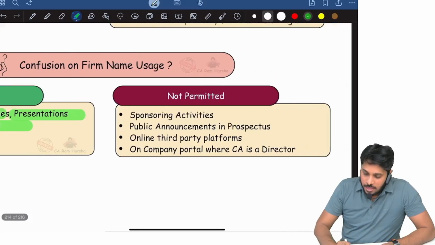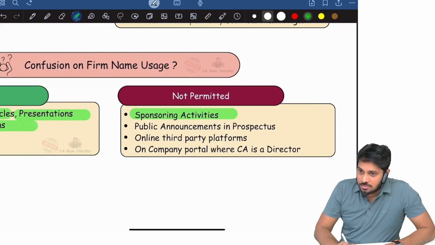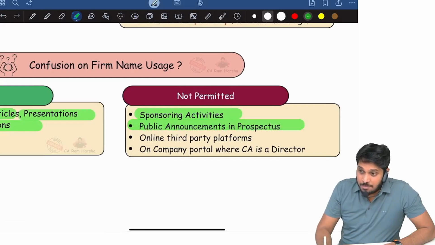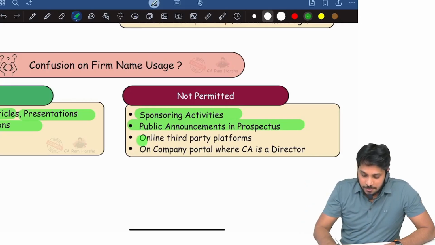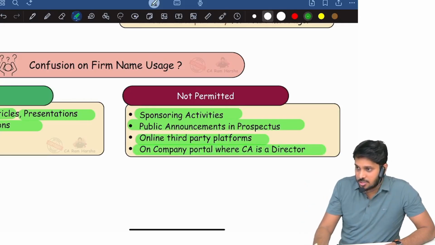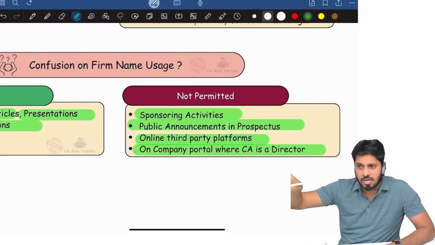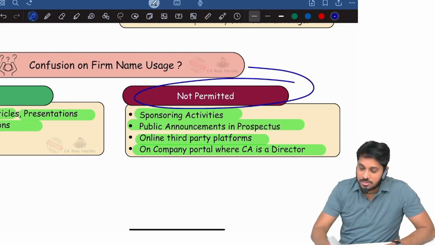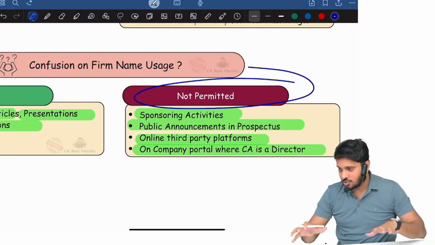Where it is not permitted to mention the firm name: sponsoring activities, and announcements in a prospectus where a CA is a director, yes or no, his firm name should not be mentioned there. Also on online third-party platforms, and on a company portal where the CA is a director. Suppose the company is showing the director's details, they can mention the CA fact, but they should not mention the firm name. So in all these cases, the firm name shall not be mentioned. These are the broad places where the firm name discussion came, so I just gave it at one place to avoid confusion.